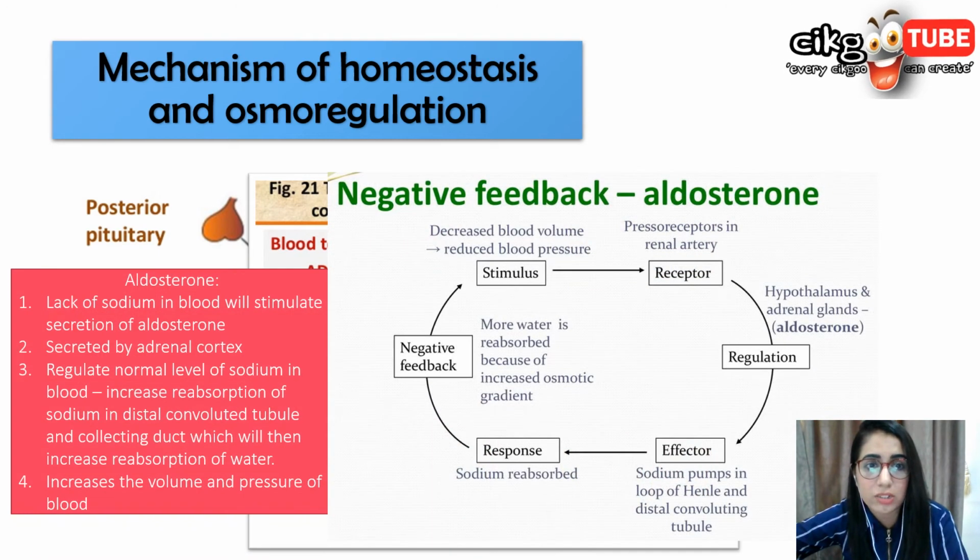Okay, aldosterone is a hormone that is secreted by the adrenal cortex. This hormone plays an important role in regulating the normal level of sodium in the blood, and it also aids in the reabsorption of water. Lack of sodium in the blood will stimulate the secretion of aldosterone from the adrenal cortex. The hormone acts on the distal convoluted tubule and collecting duct to increase the reabsorption of sodium, which further increases the reabsorption of water. And this will increase the volume and the pressure of blood. So this is also considered under the mechanism of homeostasis through negative feedback.